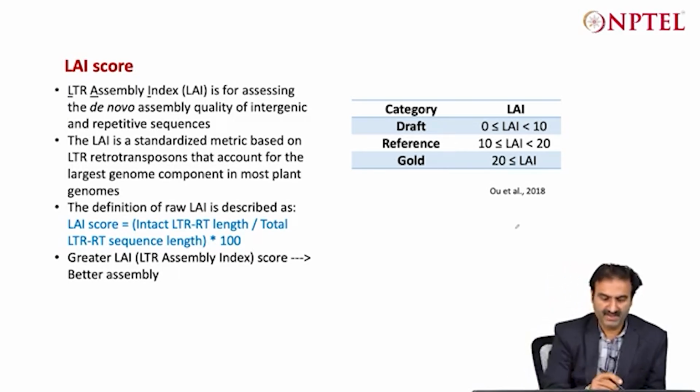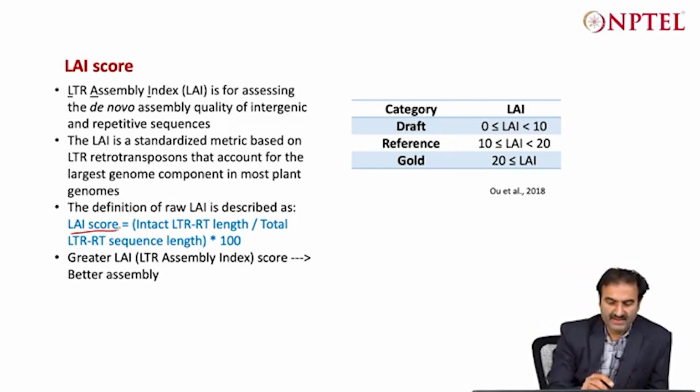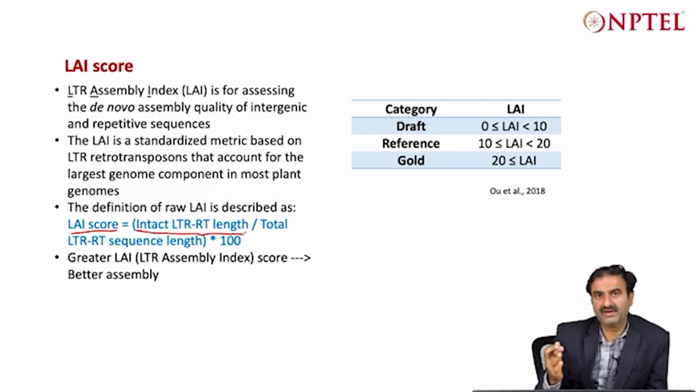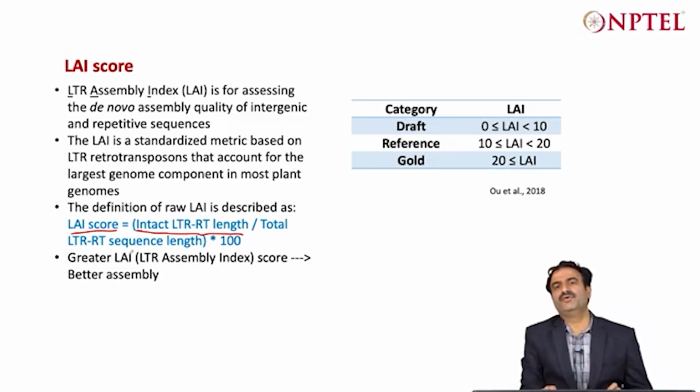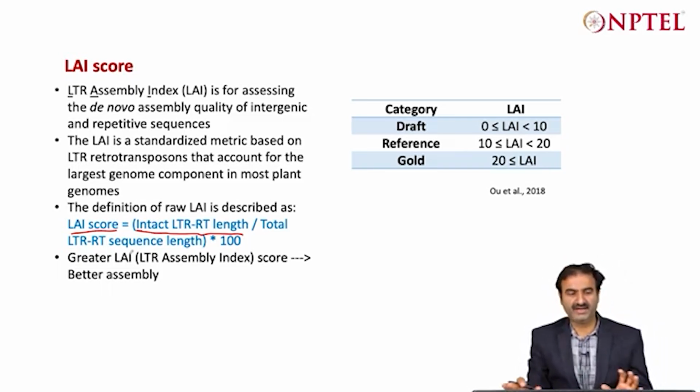The LAI score is calculated from the intact retrotransposons that you have found, and the length of those. So if you have found, say, 100 intact LTR retrotransposons, you calculate the total length of those 100 LTR retrotransposons, divided by the total LTR retrotransposons that you could find. So intact by total, since others could be fragmented, multiplied by 100. This will tell you the percent score of the retrotransposons that you have found in the genome.